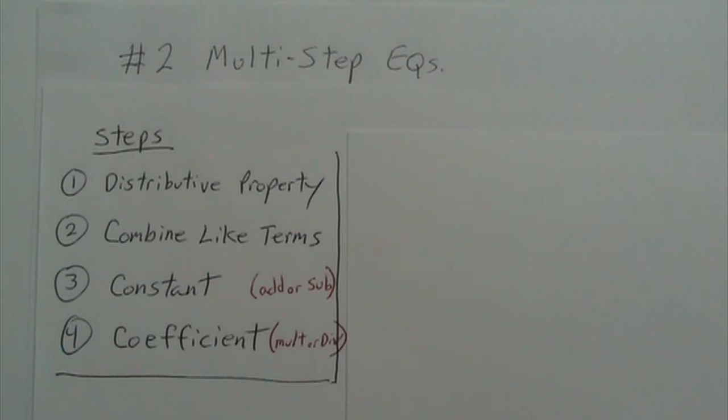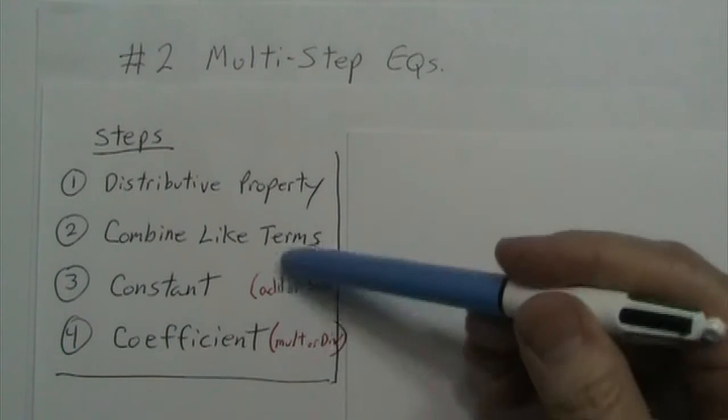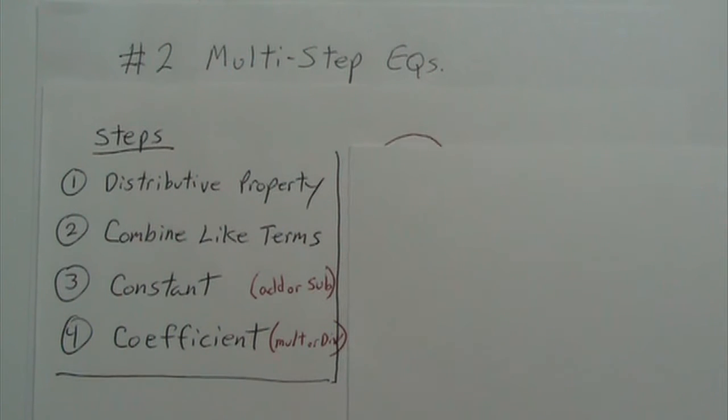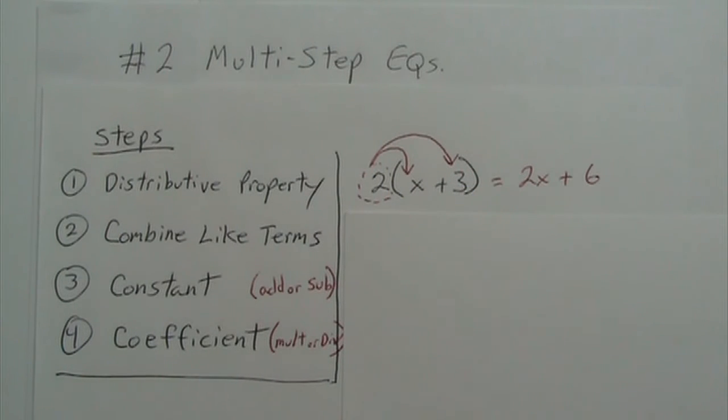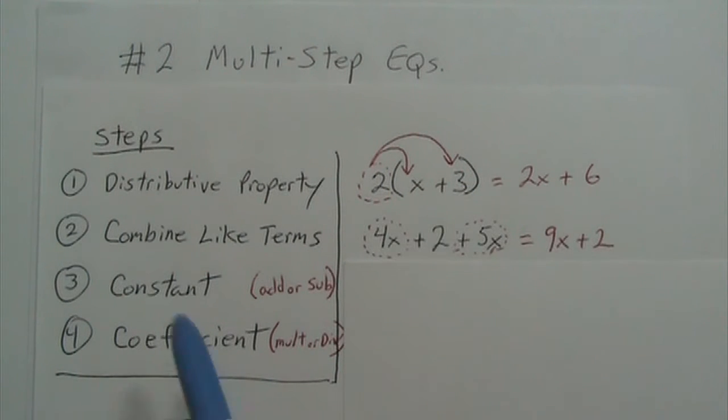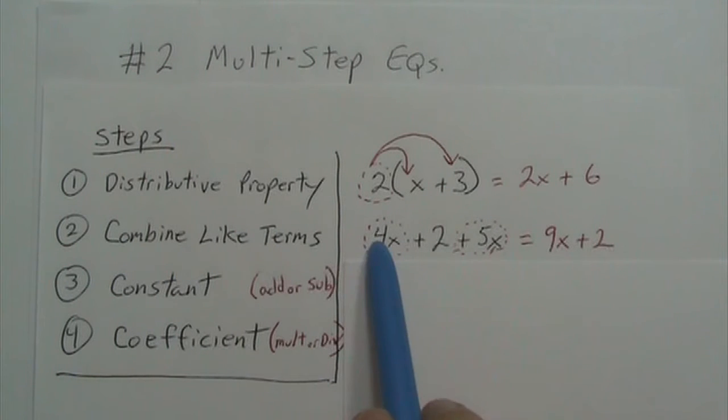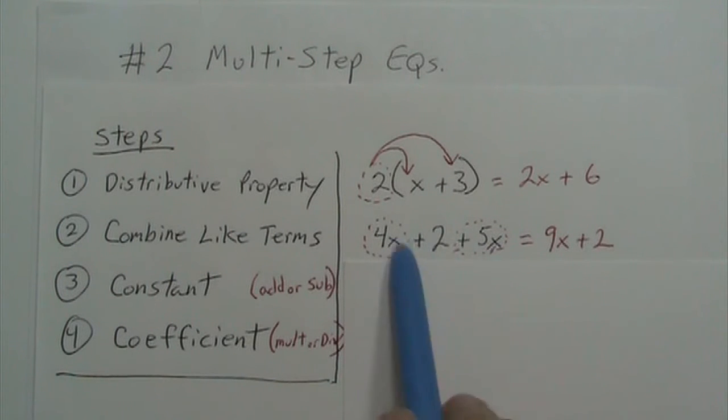Now, doing these multi-step equations, there can be up to 4 different steps. And always check to see if there's distributive property. Do that first. That's when you take the outside times the inside. Next, there may be some combining like terms. So like we have 4x and 5x, put those together.